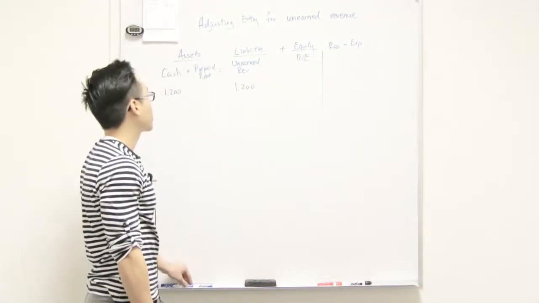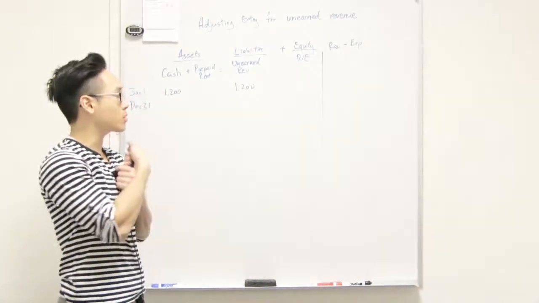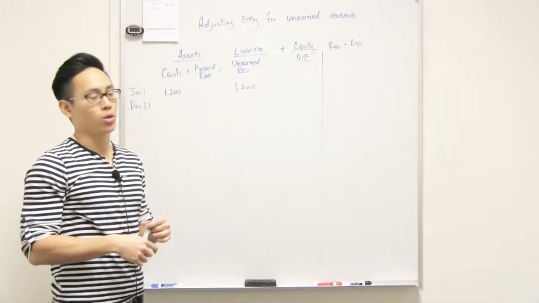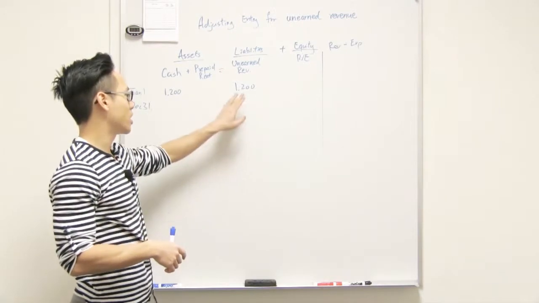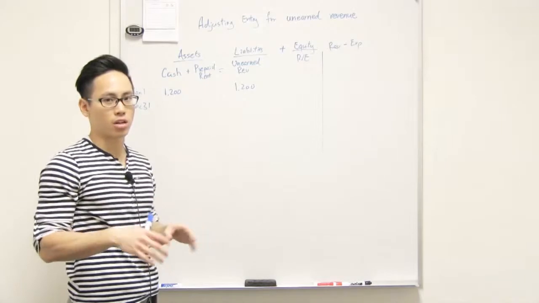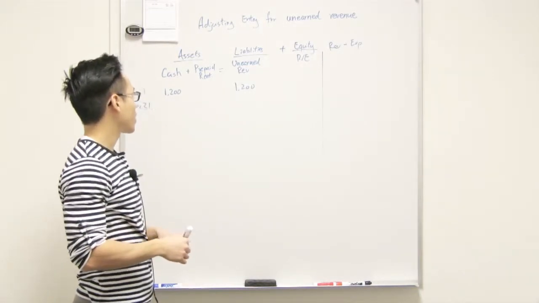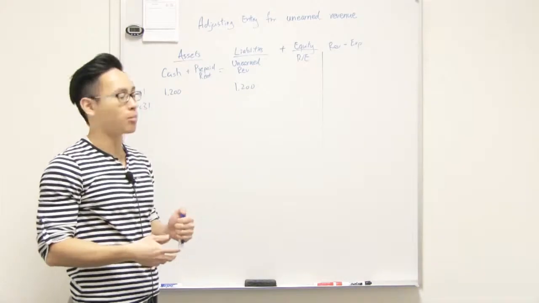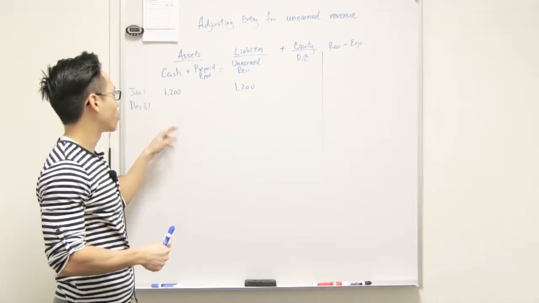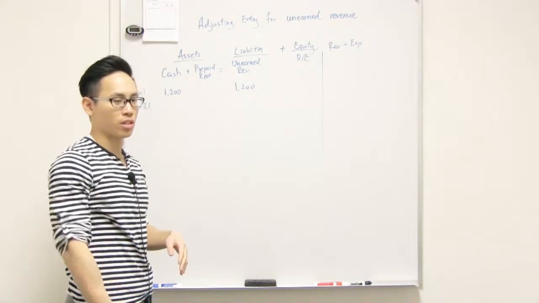So right now we're going to talk about adjusting entry for unearned revenue. At the end of the year, you want to look back to your unearned revenue column to see if you need to adjust entry for any events that occurred in the year. Going back to the example that we used, you're a lawn mowing company receiving $1,200 cash from customers to provide service for that customer for the next year.